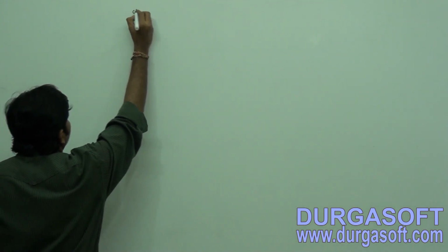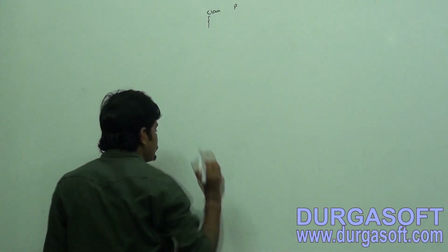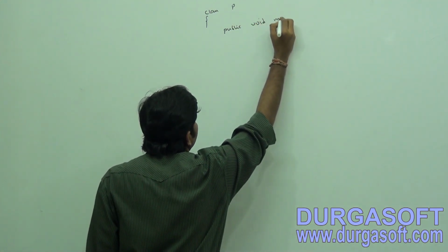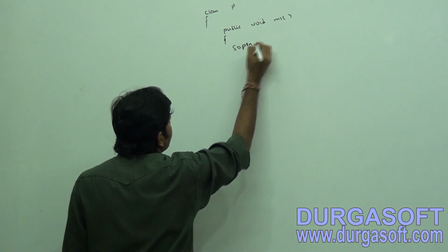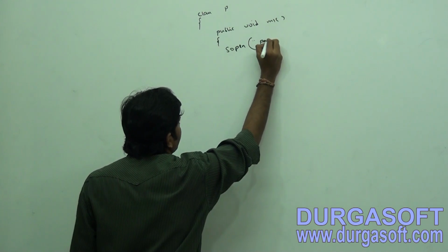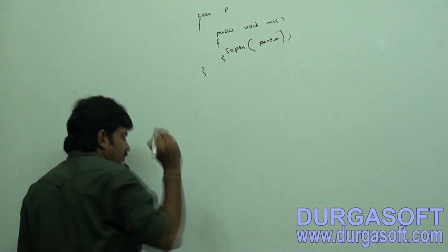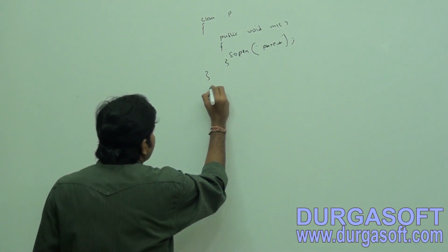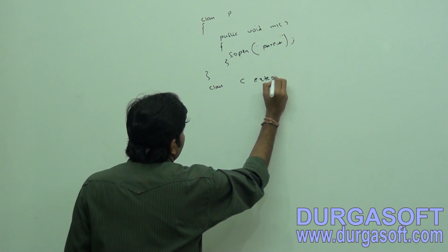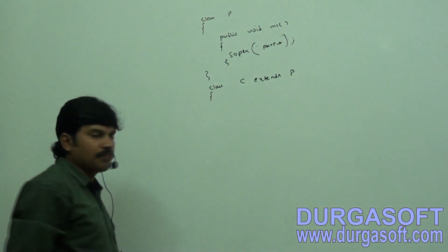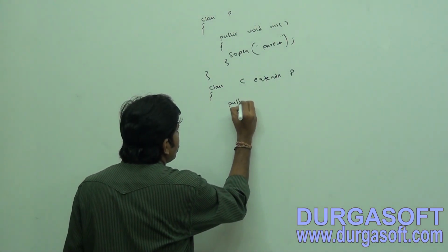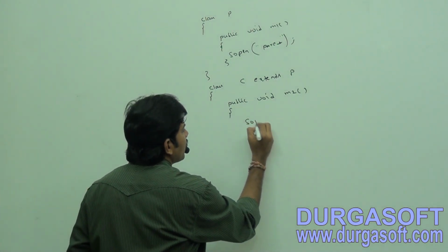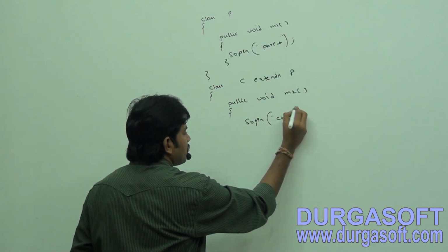Here I am taking class P. Observe, the parent class contains one method, public void m1, with a System.out.println. Let me take it as the parent. How many methods are there in the parent class? Only one method, the m1 method, right? Now let me take class C extends P. Now public void m2 method, with a System.out.println, I'm taking as the child.